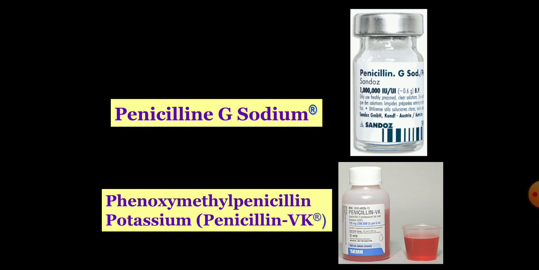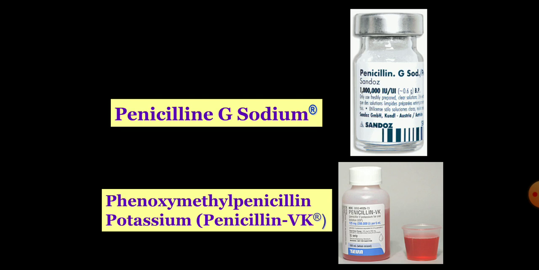The Oxford International Unit for benzyl penicillin is equivalent to the activity obtained in 0.6 microgram of sodium salt of benzyl penicillin. 1 milligram of sodium salt is thus equivalent to 1667 units of penicillin. A mega unit of penicillin is 1 million units.